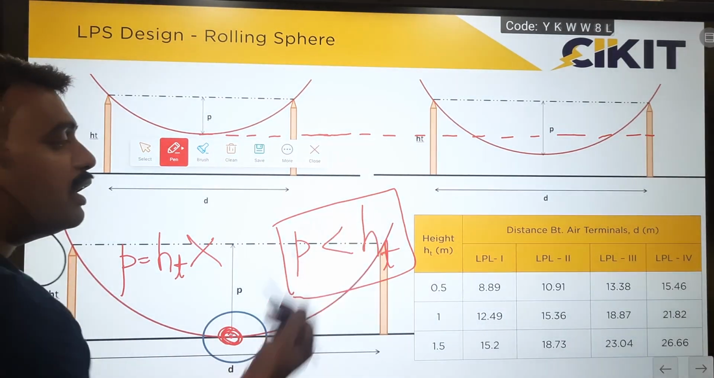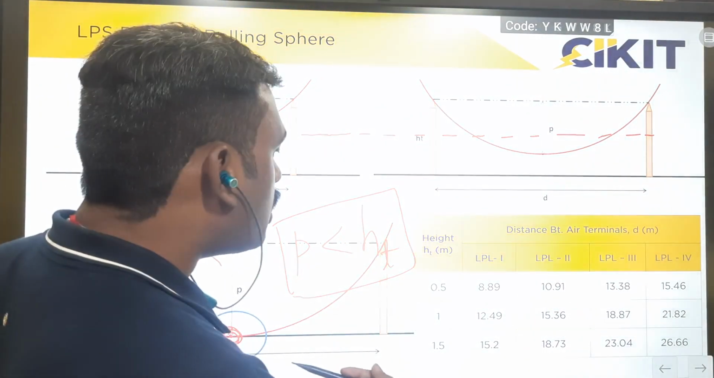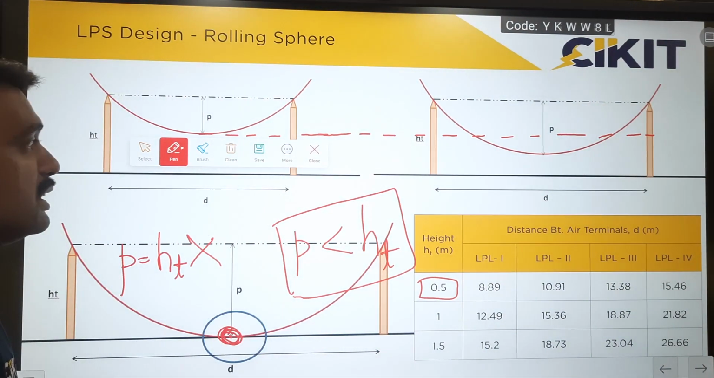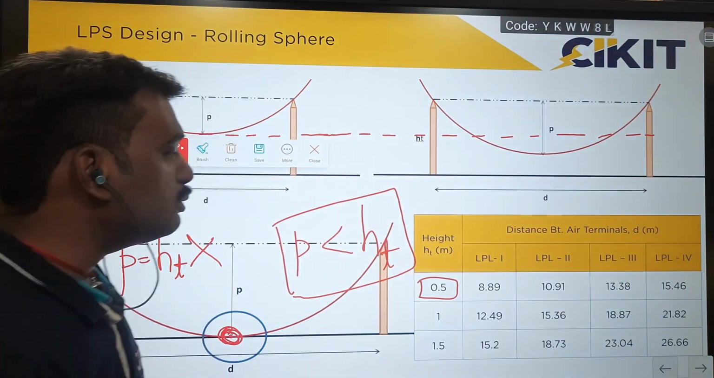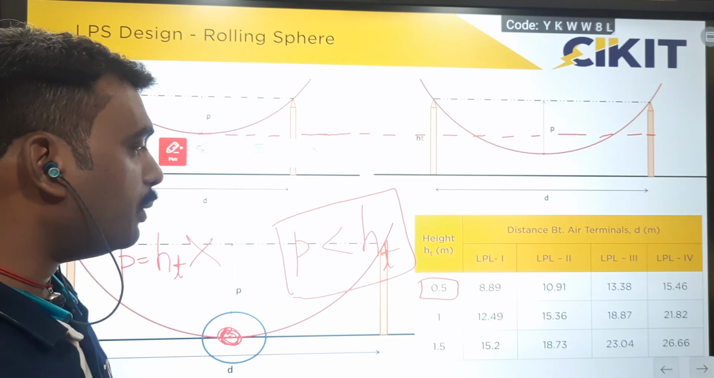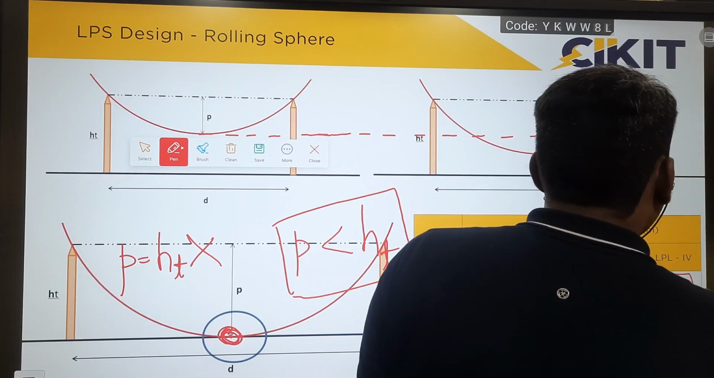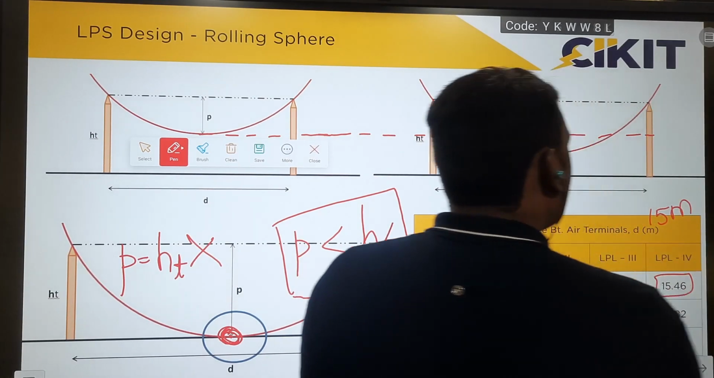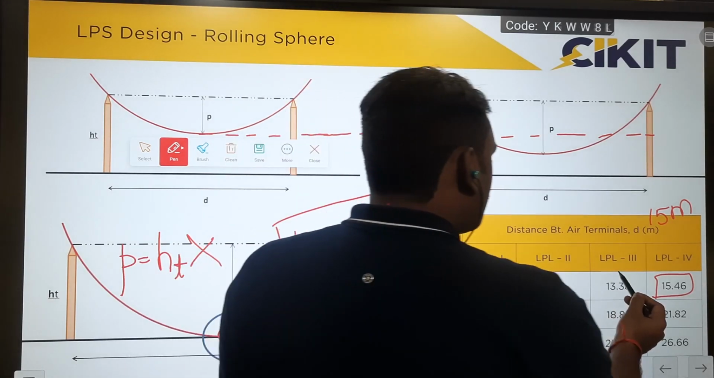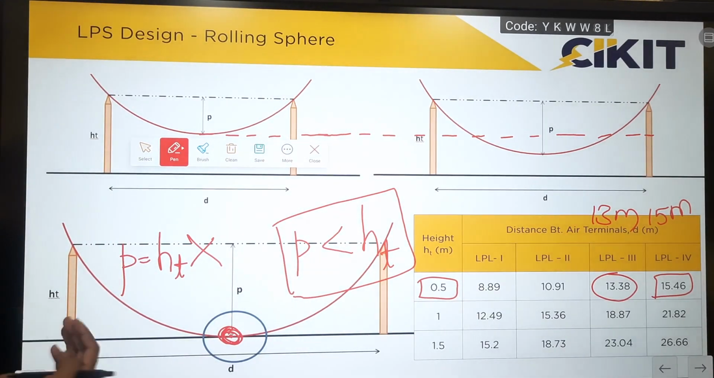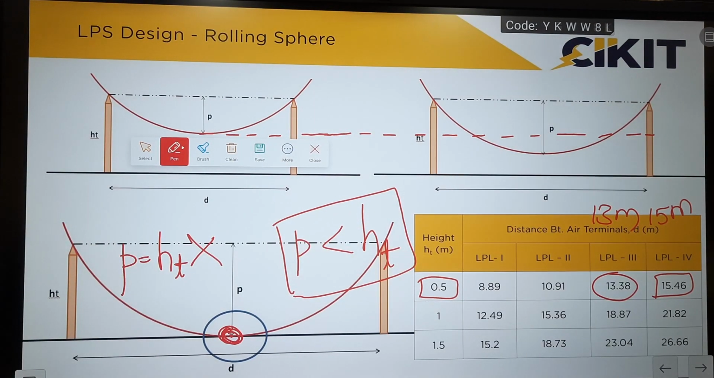We have performed calculations based on the formula provided in the standard for different heights and different levels. If we take the NBC as a reference, they have provided the maximum distance between two air terminals as 0.5 meter, that is 500 millimeters. If I consider 500 millimeters, then the maximum distance can be only 15 meters if I am going for level 4 protection. If I am going for level 3 protection, it is only 13 meters. So the maximum distance can only be 15 meters, and in this case, I have to place multiple air terminals to provide protection over a huge space for solar panels.